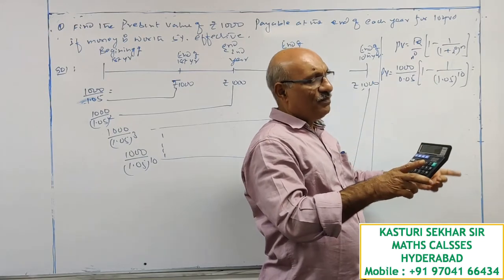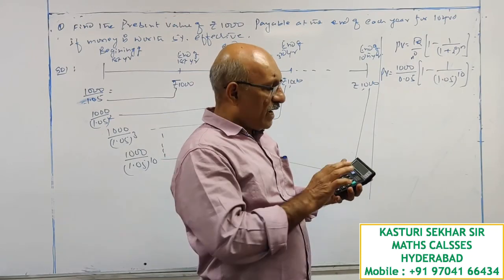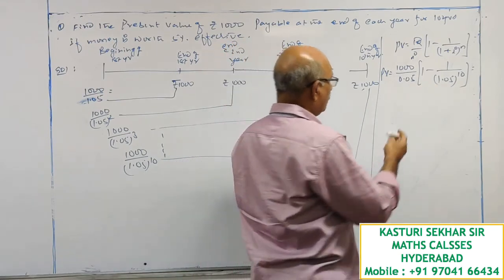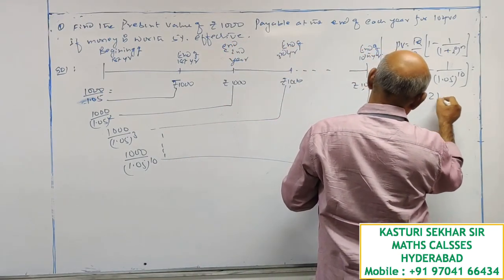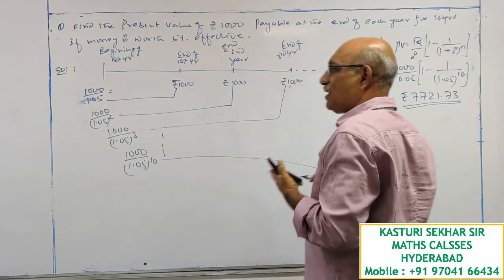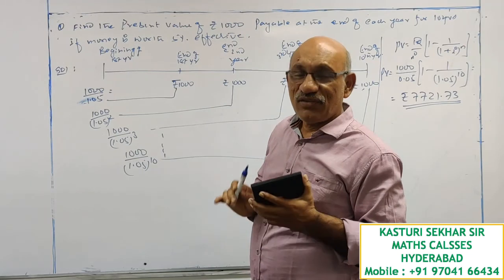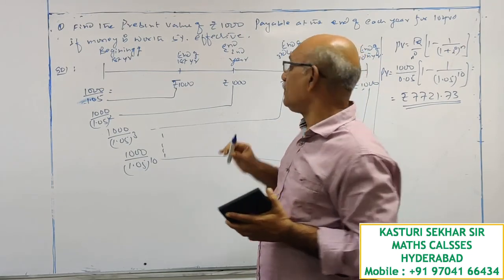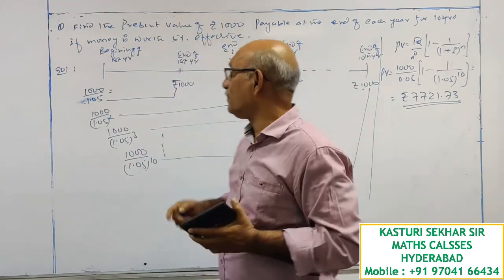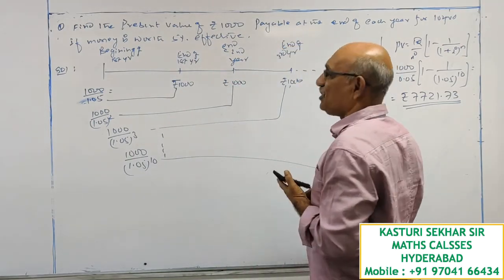Now this whole value is simplified. Into 1000 is equal to, and it is divided by 0.05. 7721.73. This is the present value, a single sum, not payment, single sum of all these payments, equal to 7721. This is called the present value of 1000 payable at the end of each year for 10 years.